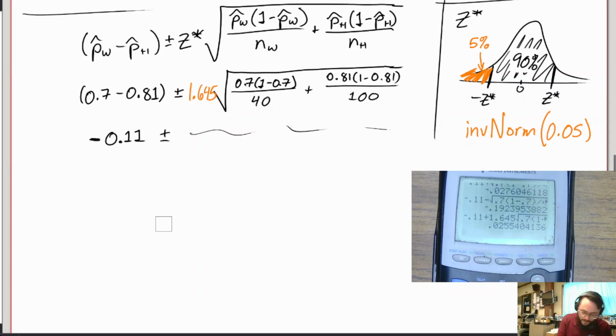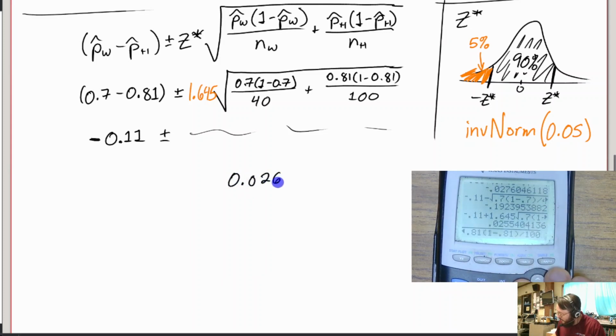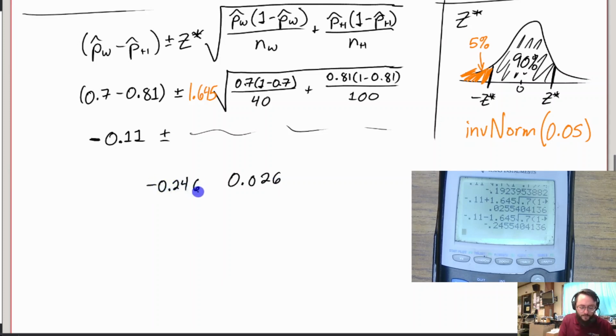I knew I was missing something, so 1.645. There we go. Okay, so we have a positive 0.026, and now we have a negative, because we're going to subtract there. Okay, yeah, negative 0.246. Okay, so the interval from negative 24.6% to positive 2.6%. We are 90% confident that that will capture the true difference in proportion of wives and husbands who say that their spouse is their best friend.